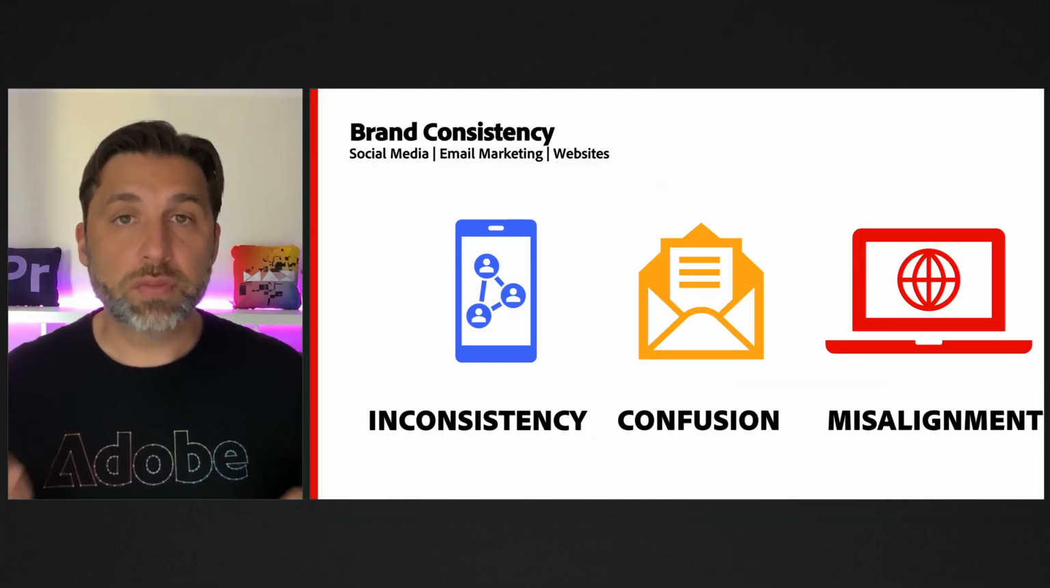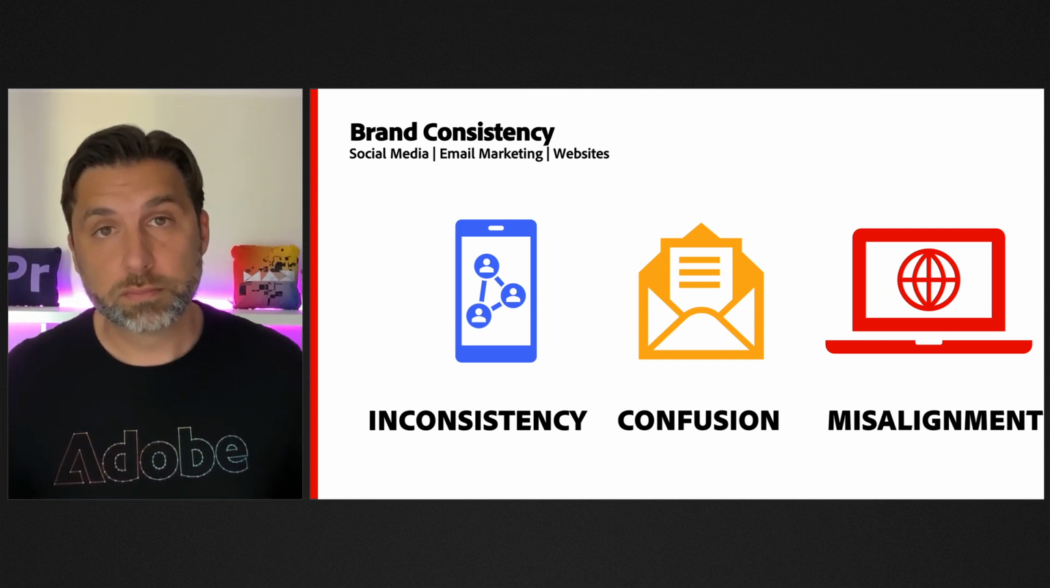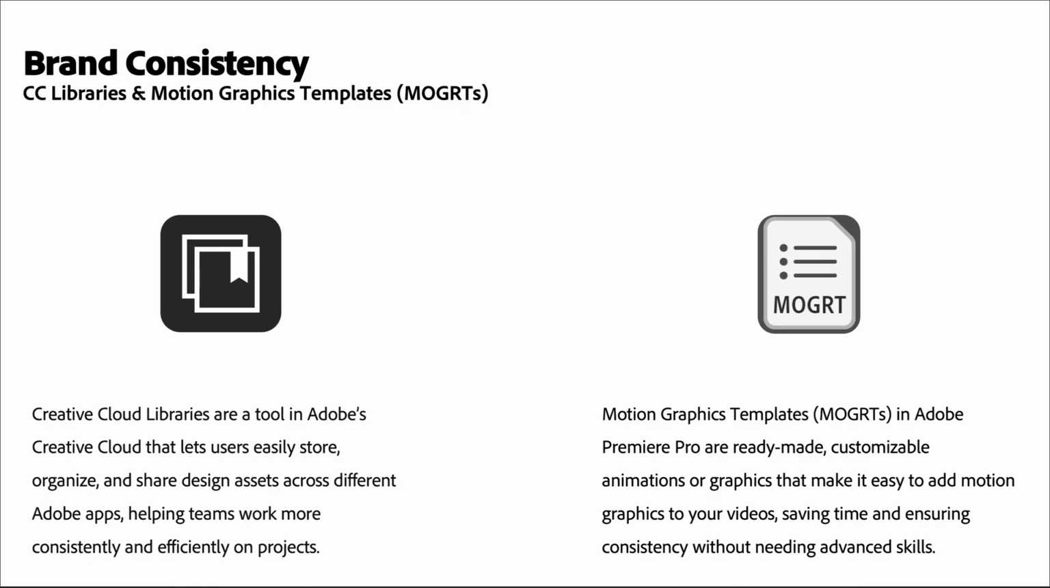This is where Creative Cloud libraries and motion graphics templates come into play. They can help ensure every piece of content reflects the brand's true identity. So let's talk a little bit about Creative Cloud libraries and motion graphics templates. We'll start with libraries. These are a tool in Adobe's Creative Cloud that lets users easily store, organize, and share design assets across different Adobe apps. This helps teams work more consistently and efficiently on projects.